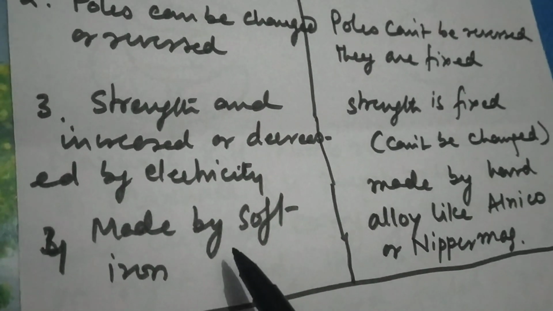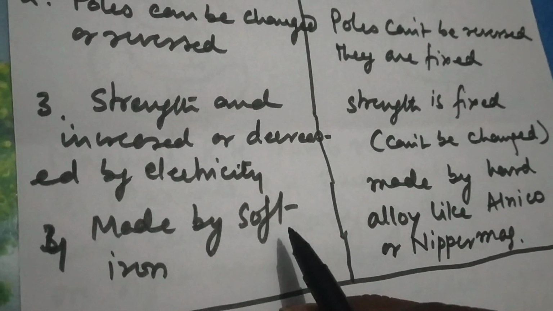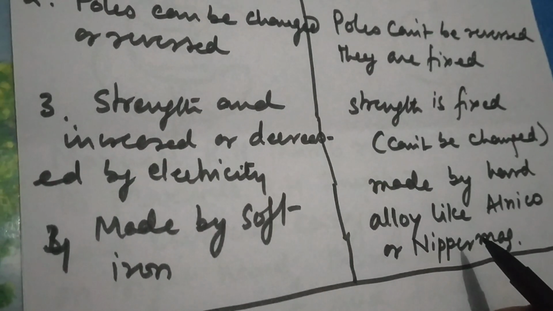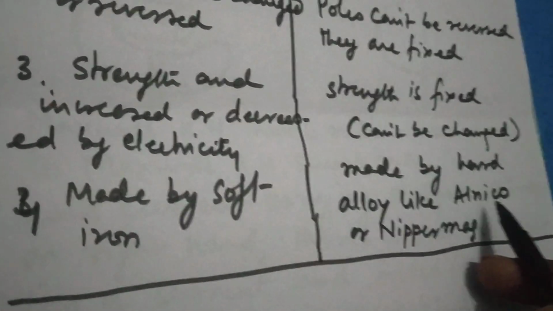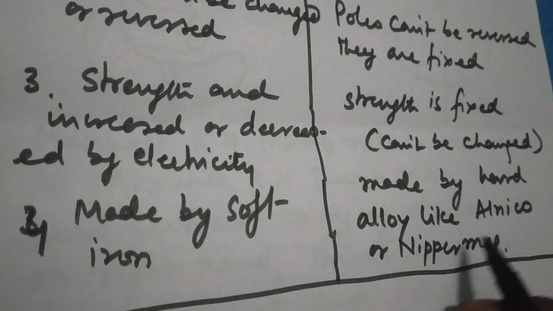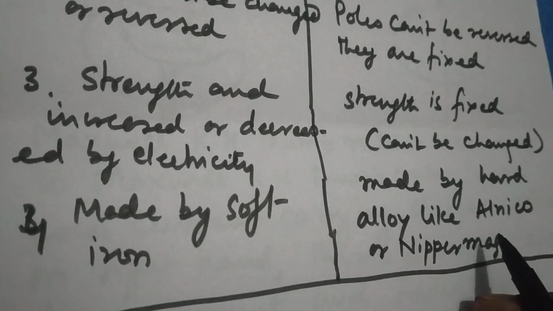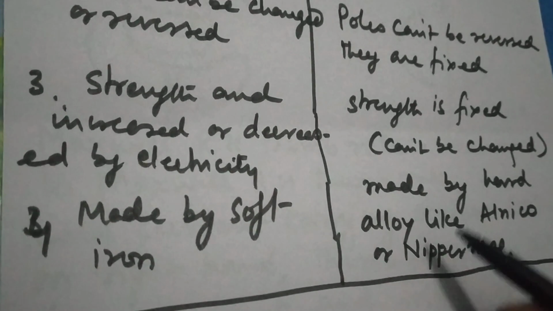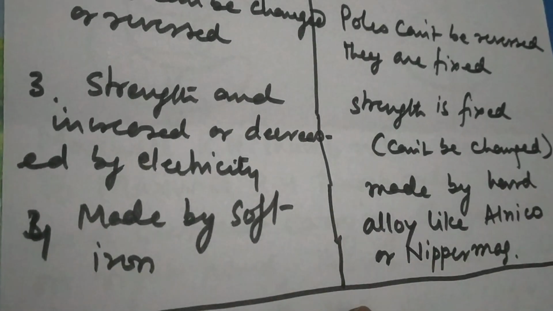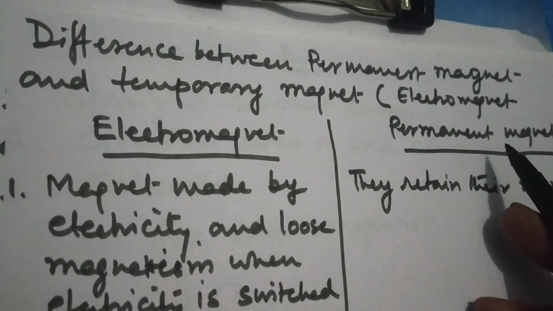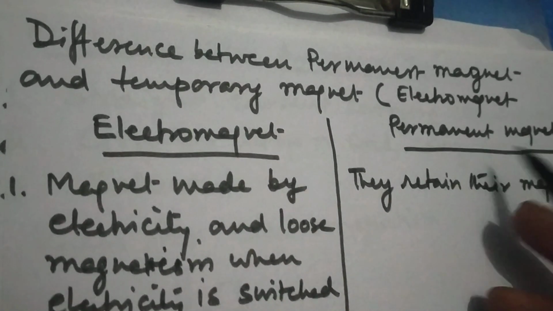Generally the temporary magnet or electromagnet is made up of soft iron, but permanent magnets are made up of alloys called alnico or nippermag. I will give you more compositions of the alloys that we normally take for making permanent magnets later in this video, but you must be clear about the difference between the electromagnet, which is basically called a temporary magnet, and a permanent magnet, which is not an electromagnet.